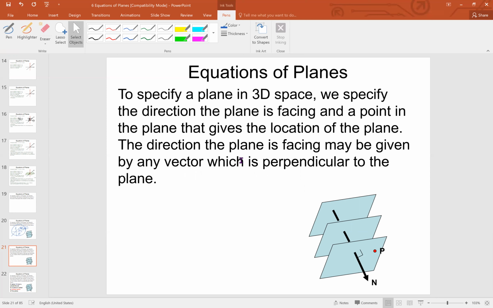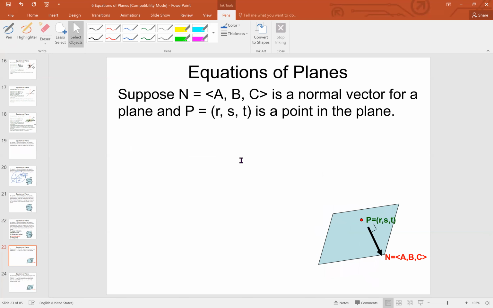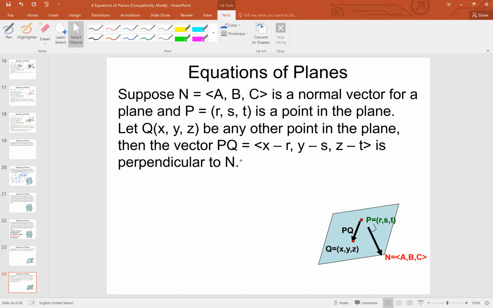Then you need a point. There are a lot of planes that face in that direction. You say, I want this plane facing that direction, but I want it to be at that point, so you move the plane over to that point. This is what we're going to do. A normal vector is a vector perpendicular to a plane. Suppose we're given a point P and the normal vector, and this is where we're going to use the dot product to derive the equation of the plane. Suppose I have another point x, y, z on the plane, any other point.